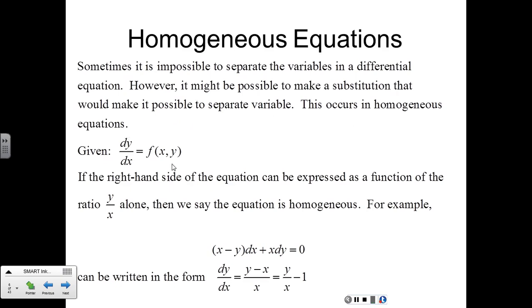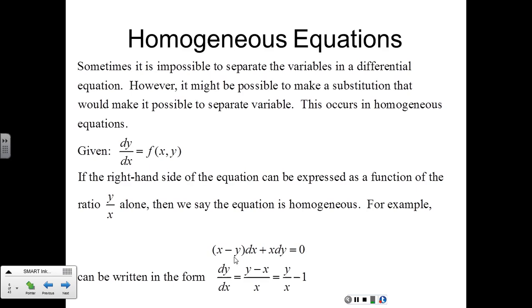If you are given a DE, if the right-hand side of the equation can be expressed as a function of the ratio y over x alone, that requires some algebra there to manipulate that all, then we say that the equation is homogeneous. These are kind of difficult, guys. I'm going to be nice to you and tell you when it's a homogeneous equation, when to use that method, okay? They're going to try to make you figure that out on your own. You probably would be able to, because when you tried to separate stuff algebraically, you just could not do it, okay? For example, this is a homogeneous DE.